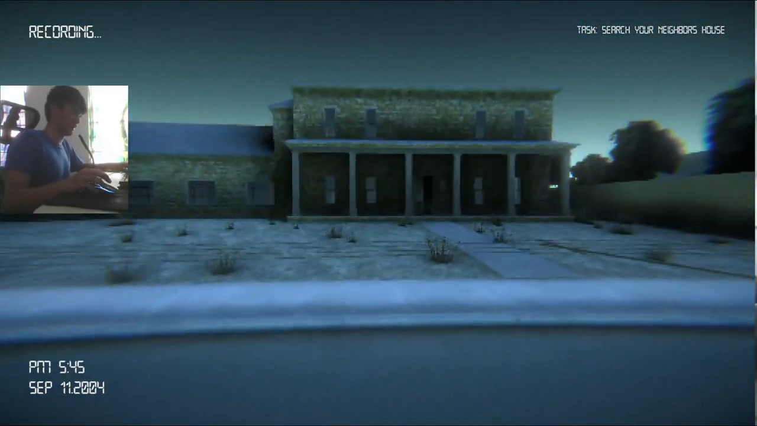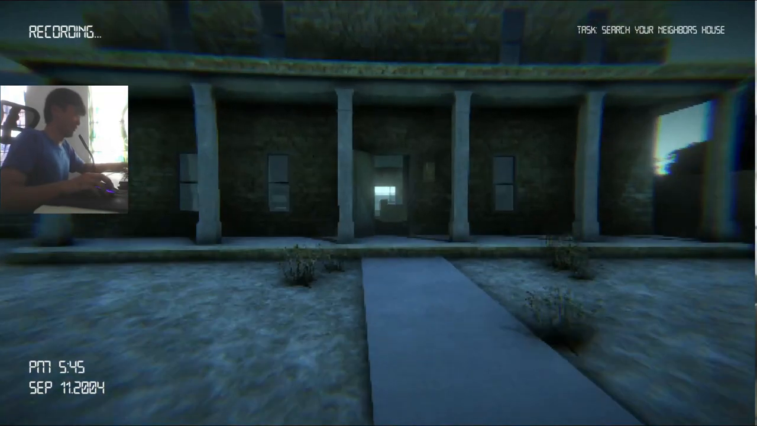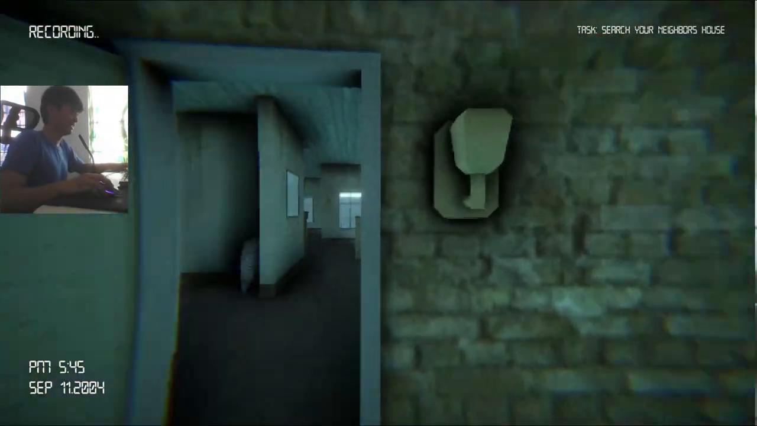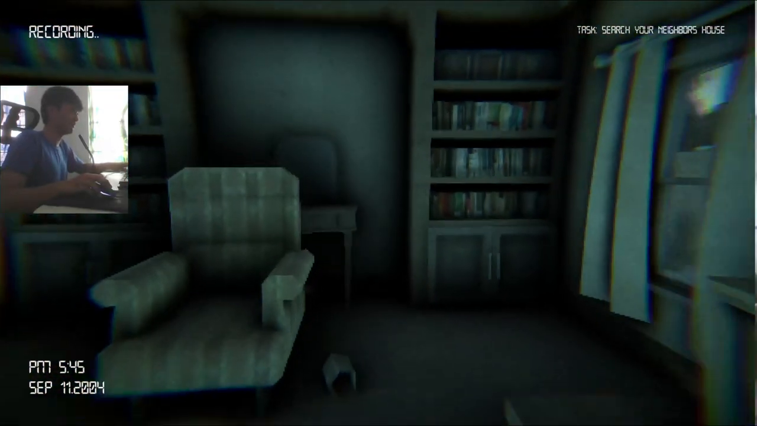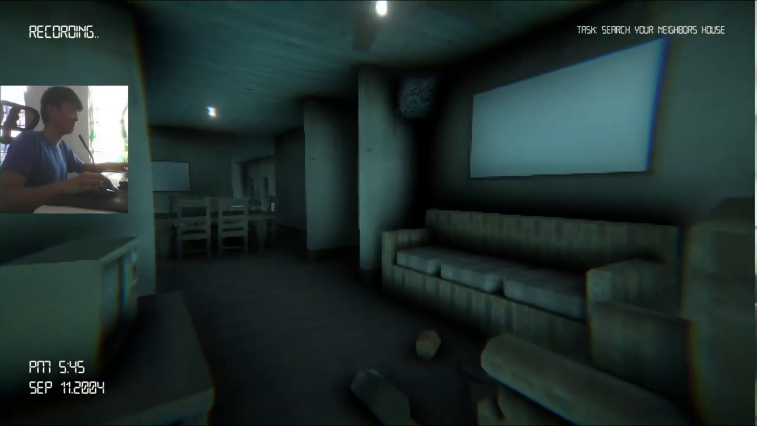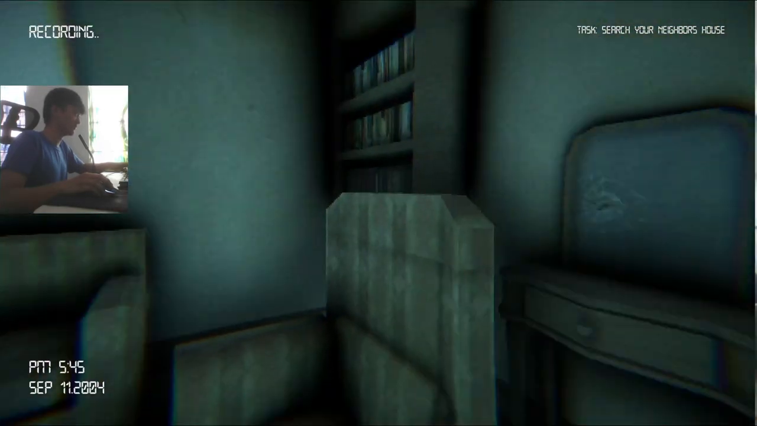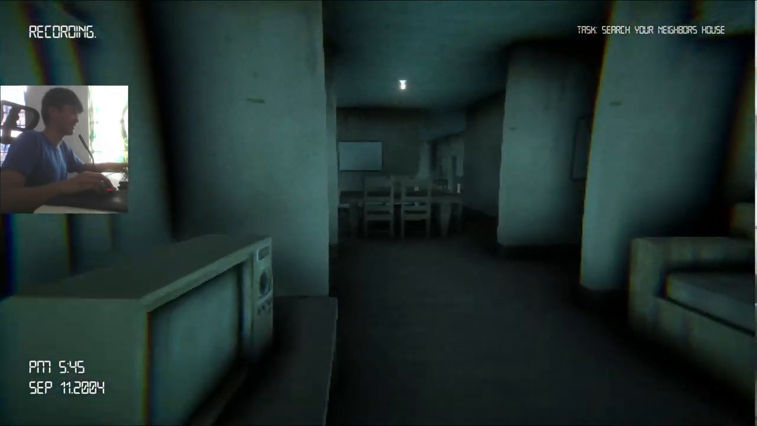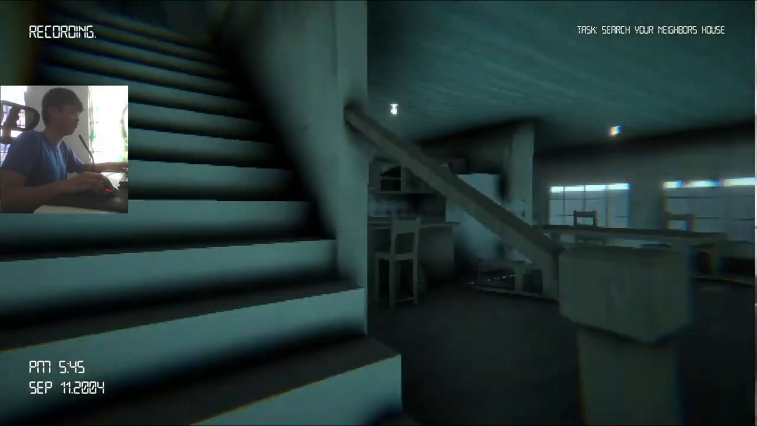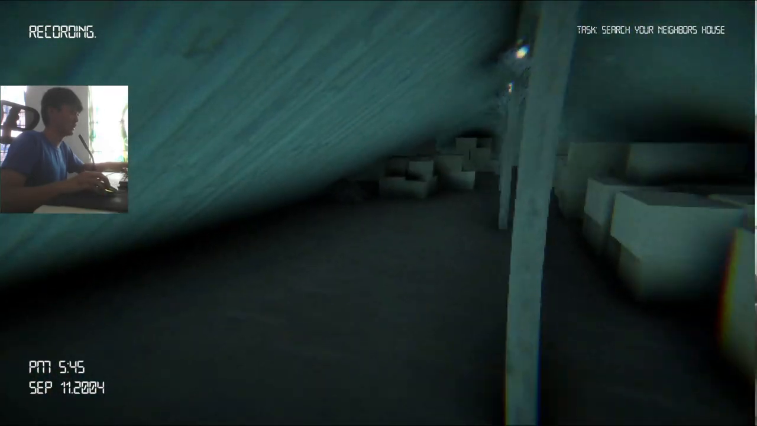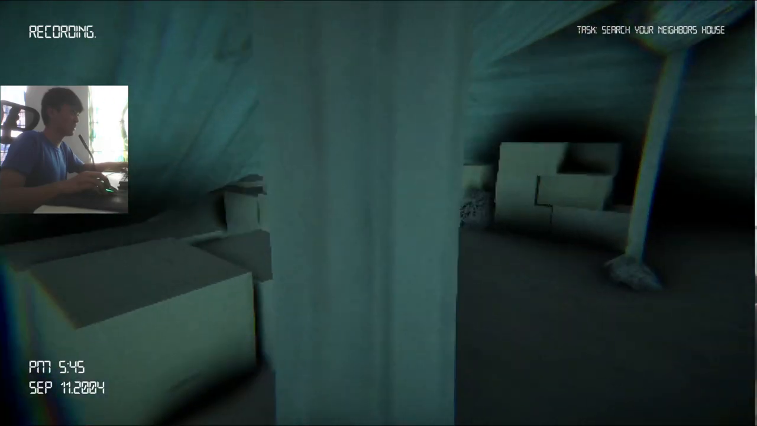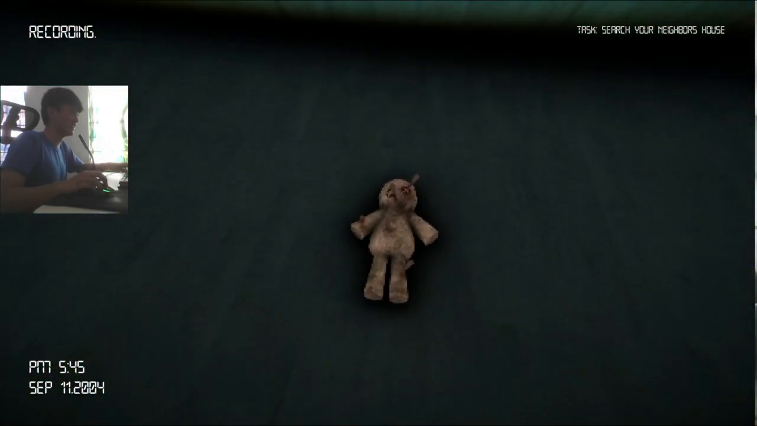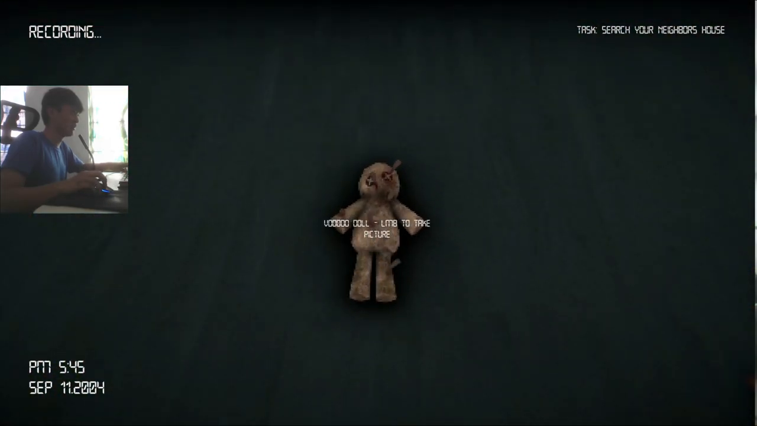That was scary. Oh my god, the horror! Hello? Demon? Oh, that's freaky. That is disgusting. My dude. Hello? What is going on? A teddy bear. Voodoo doll.